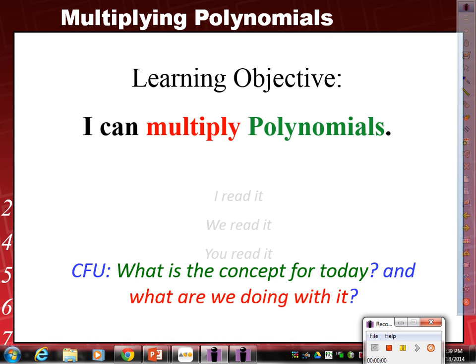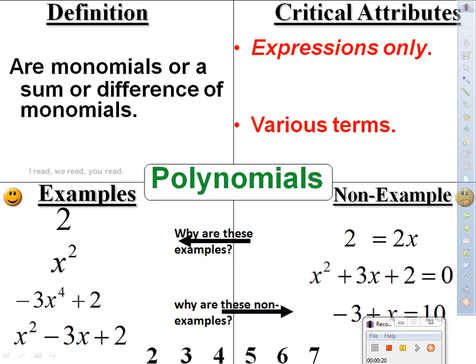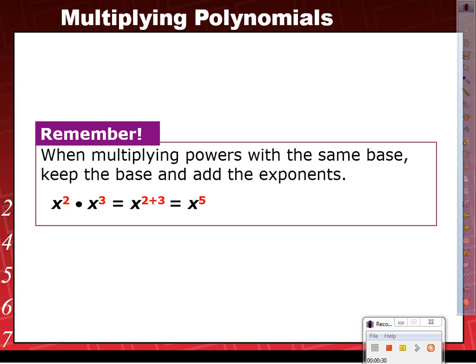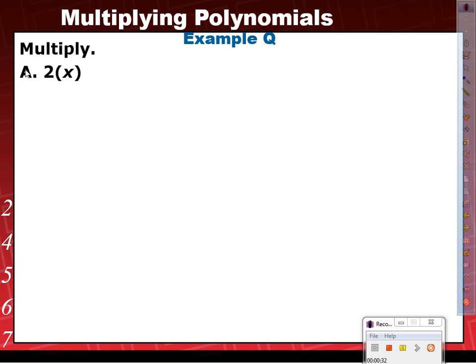And for this one, you don't need a Frayer model because we already know what polynomials are, right? We don't need steps because we know what the steps are. We wrote them yesterday, right? And yesterday we did some practice. We did this one, and we did them with tiles, distributive property, and area model. Remember that? Good. And then we did this one and this one.